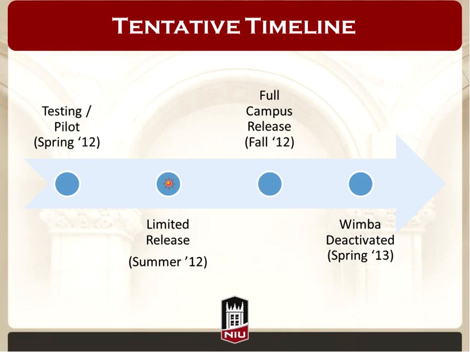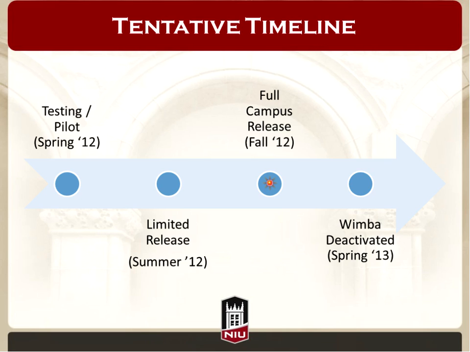So we have a limited release this summer so that we can know who we have enabled Collaborate for, and we can provide follow-up assistance as needed. The goal would be that by fall, by August, we would have a full campus release, whereas in Blackboard, the building block would be enabled for all courses, all Blackboard communities, for anyone to make use of.